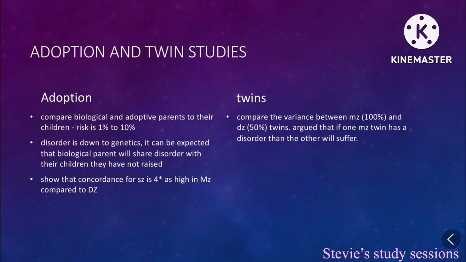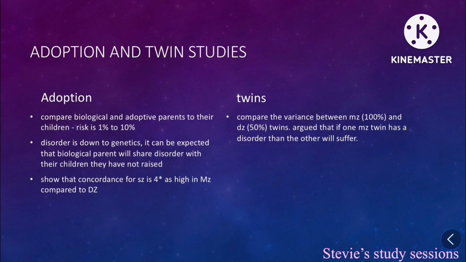Adoption and twin studies. If you don't know what these are, I suggest you watch my video on it, especially since I go over Gottesman and Shields in it. Adoption. This is when you compare biological and adoptive parents to their children. There's a 1 to 10% risk. Disorder is down to genetics. It can be expected that biological parents will share the disorder with their children they will not have raised.